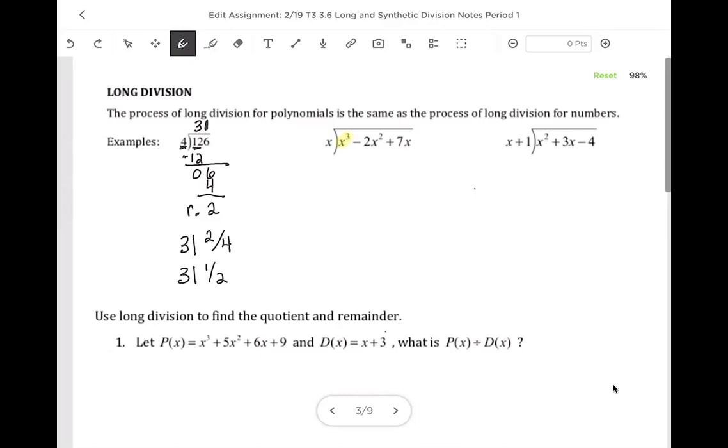You could have done the same thing in my first example. 12 divided by 4 is 3. So how about we do x cubed divided by x is x squared. Now we multiply. x times x squared is x cubed. We subtract. So x cubed minus x cubed is 0. And then we bring down the next term. So instead of bringing down the next number, you bring down the next term.